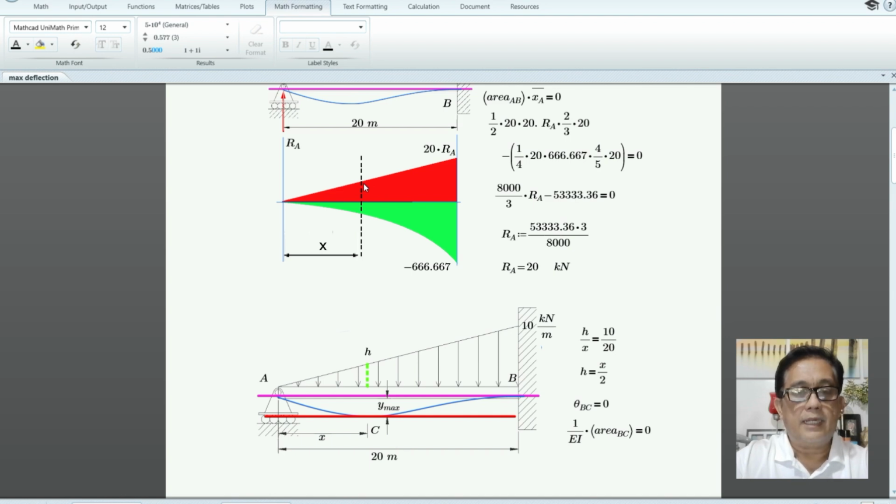At a distance x from the support, the magnitude of the moment diagram due to R sub A is R sub A times x. And since we know R sub A is equal to 20 kilonewtons, this is 20 times x. So that will be the magnitude of the moment diagram here at point x from A. Then the magnitude of the moment diagram for this triangular loading, that's the area times the moment arm of this part of the triangular load.